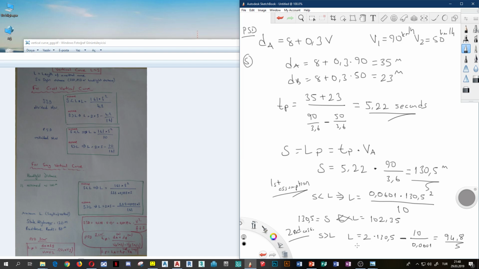Yes, L is equal and less than S equal 130.5. Yes, it's correct. My L value is here. And save the image.